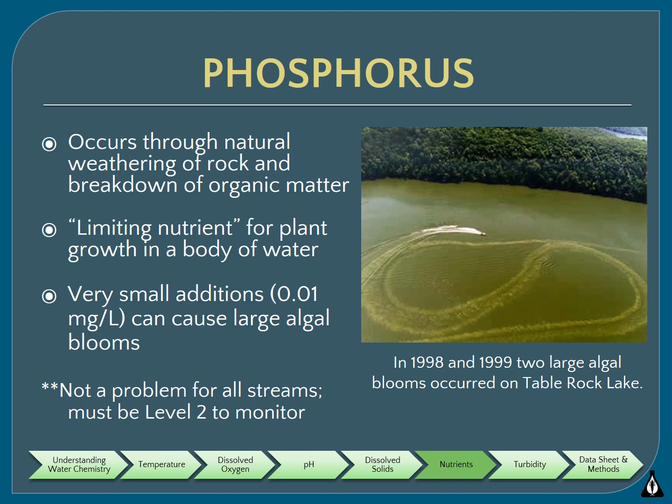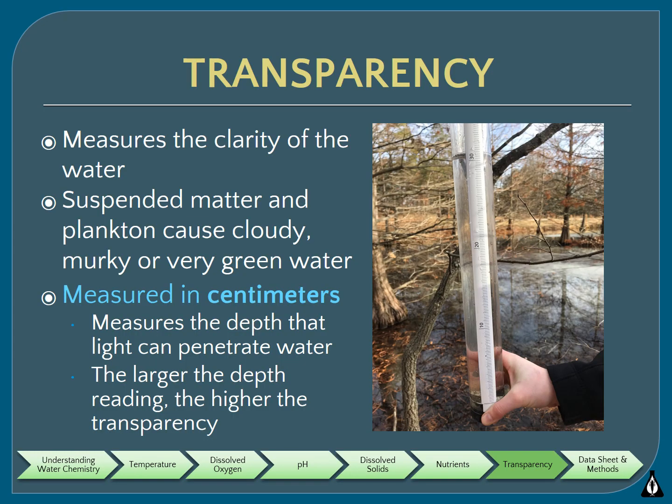Alright, let's talk about water transparency. Transparency is a measure of how clear the water is. Suspended matter and plankton can cause a cloudy or murky or green color to the water itself. And so we give volunteers what are called transparency tubes, shown on the right. You fill it up with water and then look down the tube.